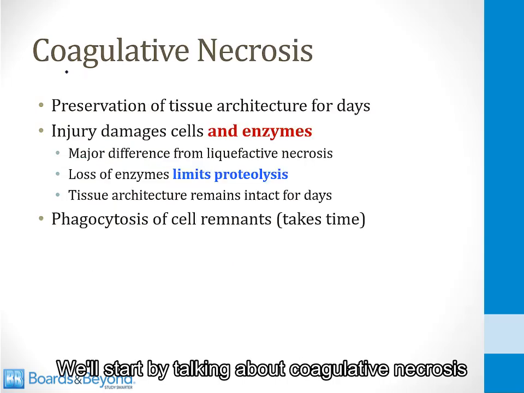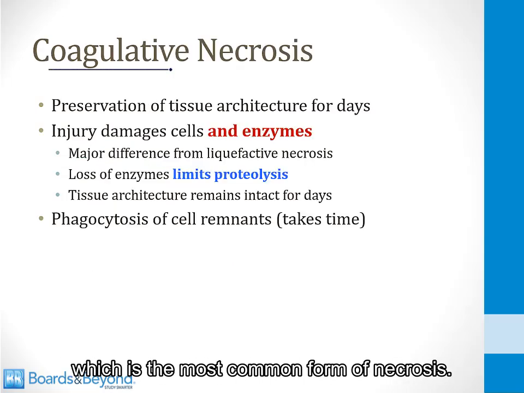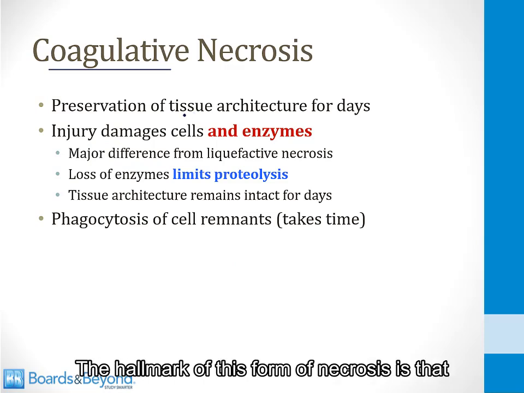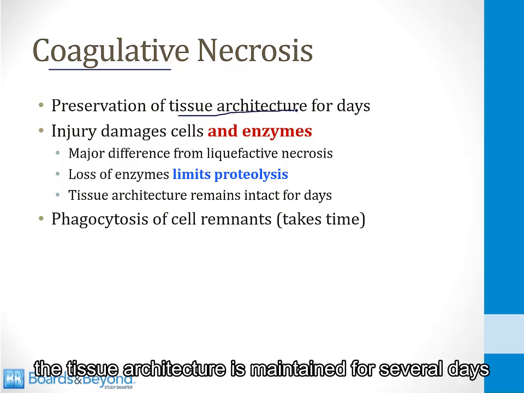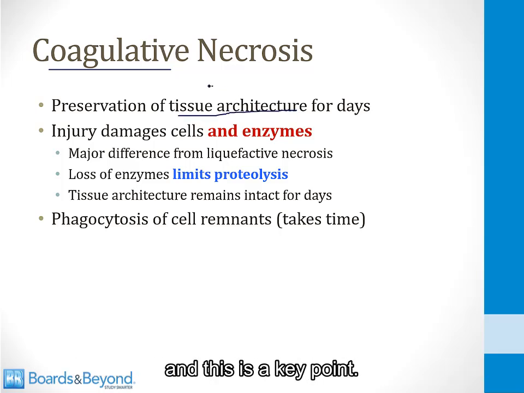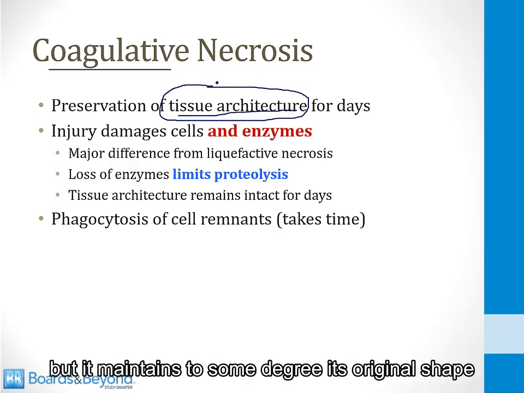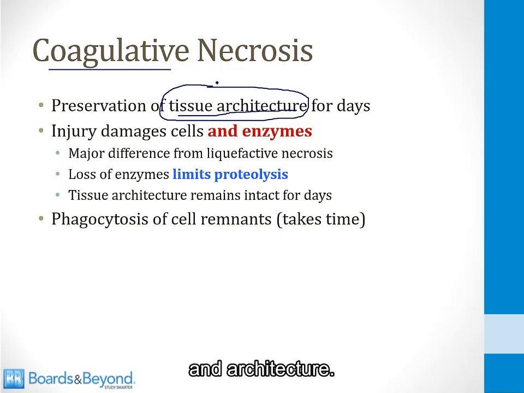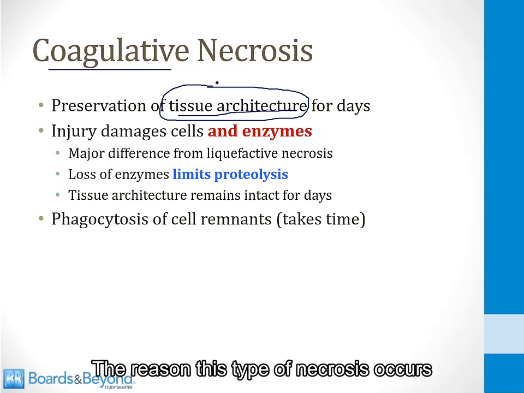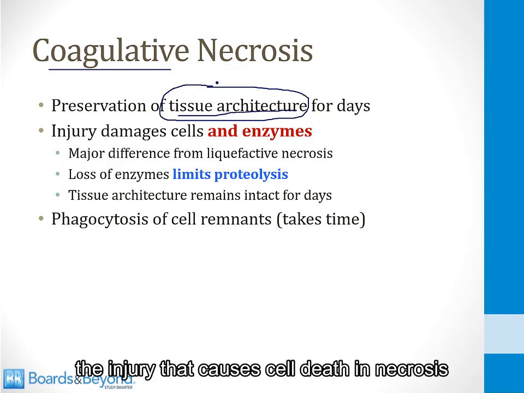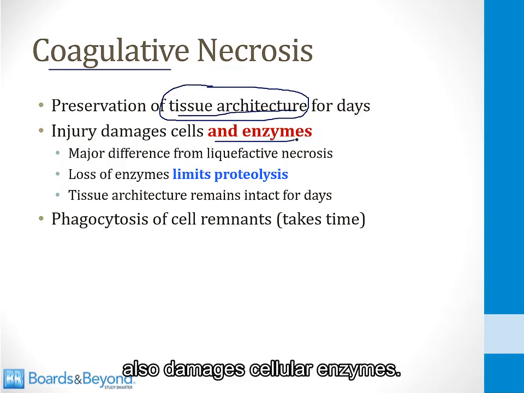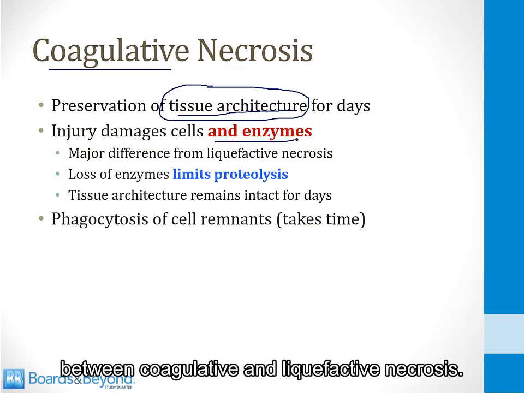We'll start by talking about coagulative necrosis, which is the most common form of necrosis. The hallmark of this form of necrosis is that the tissue architecture is maintained for several days, and this is a key point. The tissue does not just fall apart, but it maintains to some degree its original shape and architecture. The reason this type of necrosis occurs instead of some other type is because the injury that causes cell death and necrosis also damages cellular enzymes. And this is the major distinction between coagulative and liquefactive necrosis.